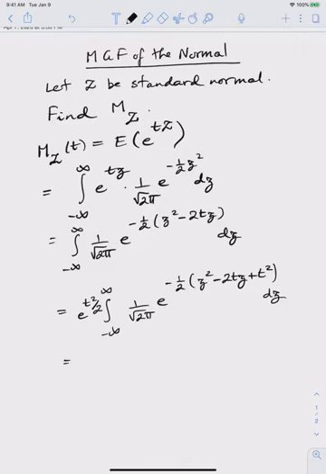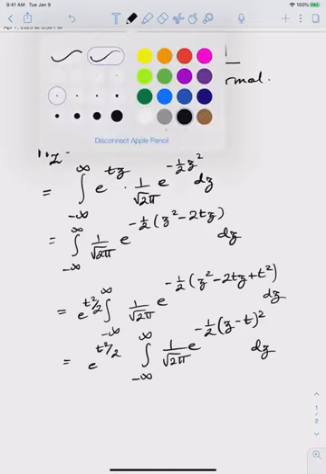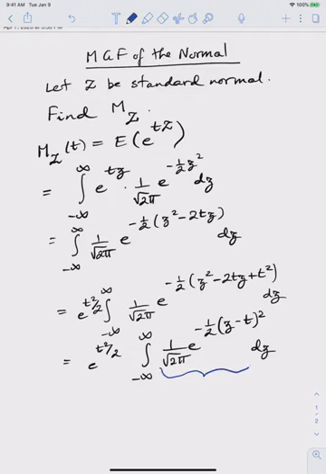And now we are going to look at what we've got in that integral. It looks like I've made my life harder, but I've actually made it easier. So I have the integral from minus infinity to infinity of 1 over root 2 pi e to the minus half z minus t all squared dz. And this is a density. Which density is it? It is a normal density.